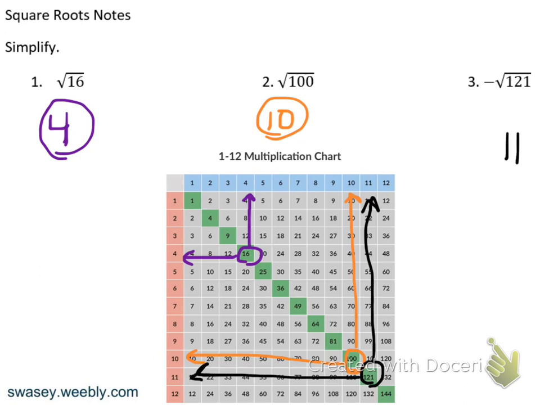Now, the negative is already in front of that, so we're actually looking for the negative square root of 121. Well, negative 11 times negative 11 is also 121. So if you have the negative sign in front of a square root, just keep it in front when you take the square root.